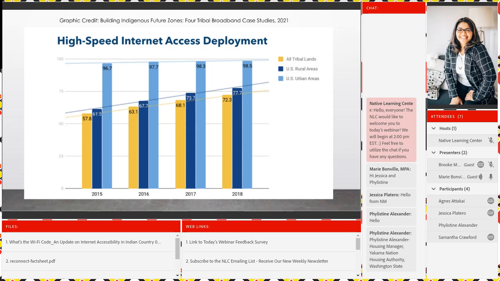So here's another graphic. This one brought to us by the Building Indigenous Future Zones case studies of 2021. Looking at it from a graphic perspective, all tribal lands, U.S. urban areas are located at the very top in that 96 to 98 percentile. And then you've got U.S. rural areas, which also have work to be done, right? A lot of that's geographical in terms of the middle mile, which we'll talk about with the infrastructure itself. But then you look at all tribal lands and you see that there's still a gap, an even deeper gap in internet accessibility deployment.